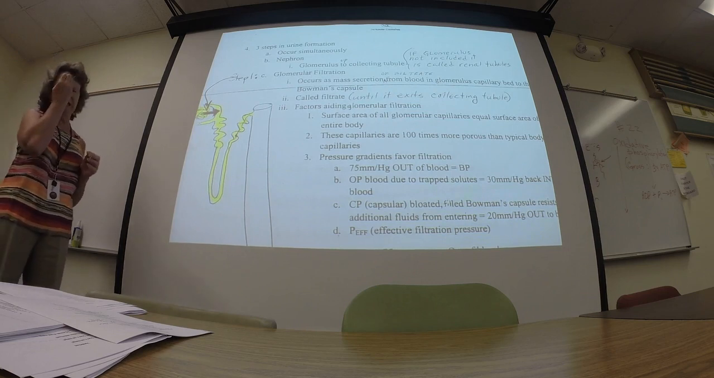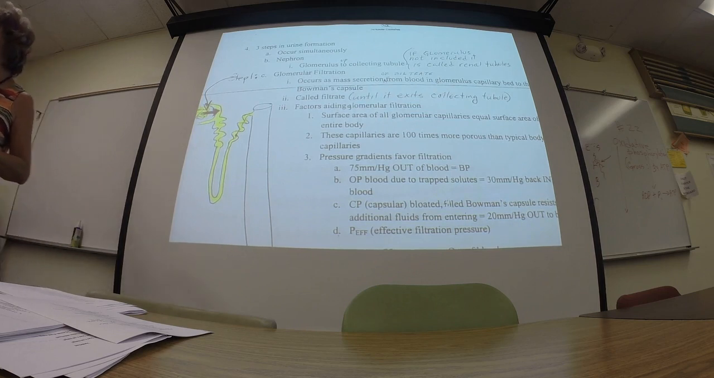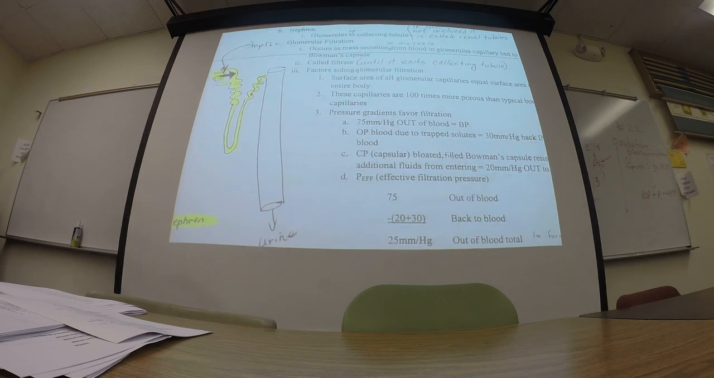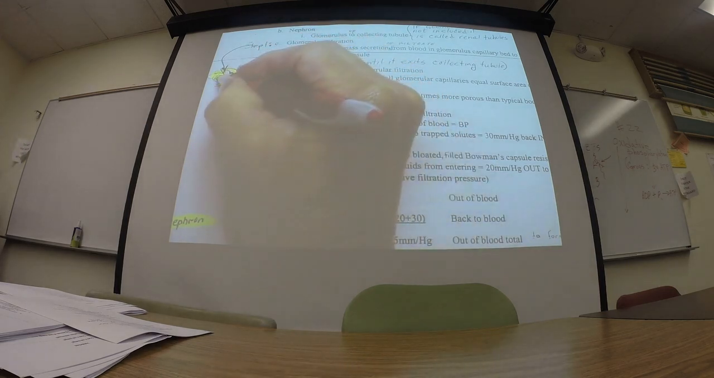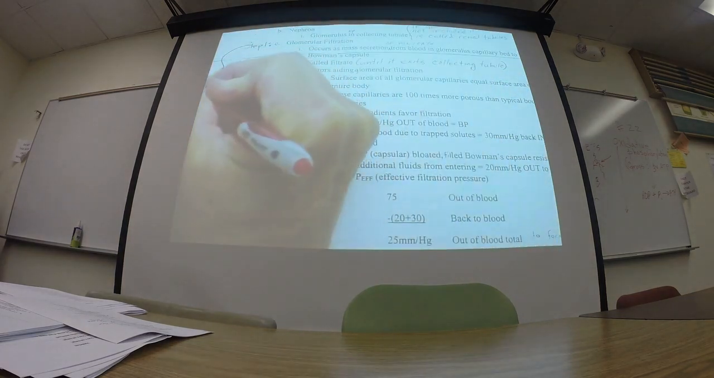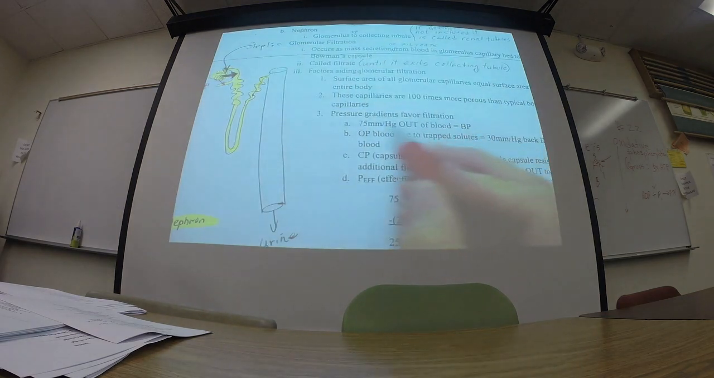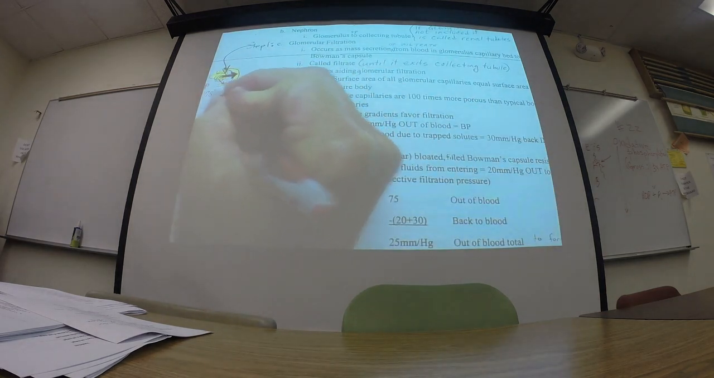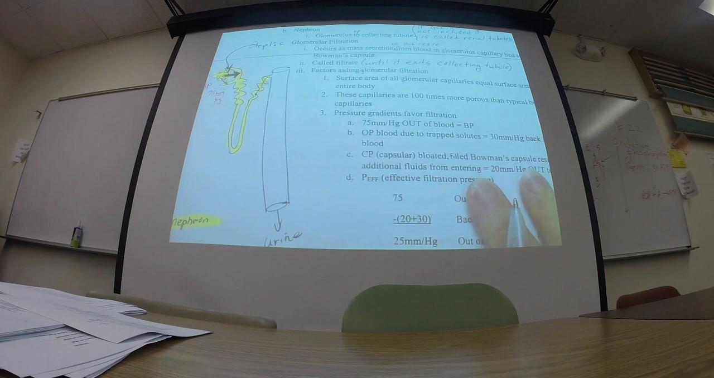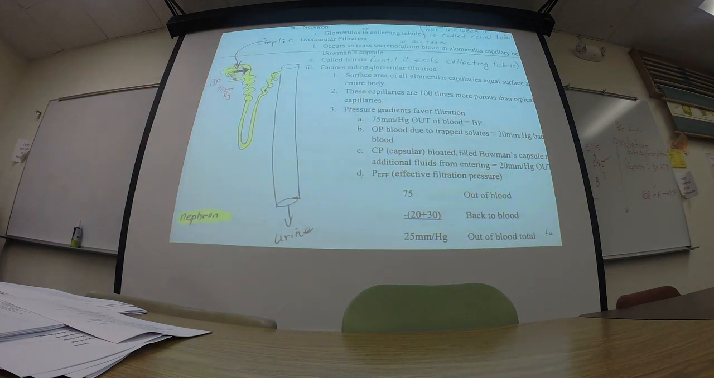And number three, it comes down to high to low pressure. So let's see what the numbers are. There is a pressure operating in this direction because you've got pressure in the bloodstream. And so that is going to be called blood pressure. And the blood pressure is about 75 millimeters of mercury out of your bloodstream and into the nephron. Blood pressure. You have it right here.